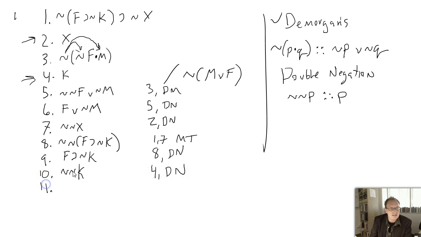Okay, now that I have this, I can get the not F using modus tollens, right? Because this basically says that I don't have not K, which means that if I don't have the not K, then I must not have the F, right? So that's not F using 9 and 10, modus tollens, okay?